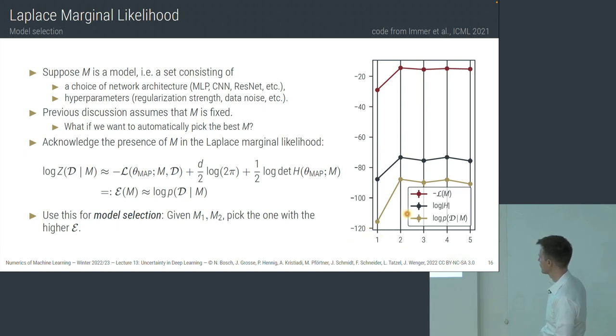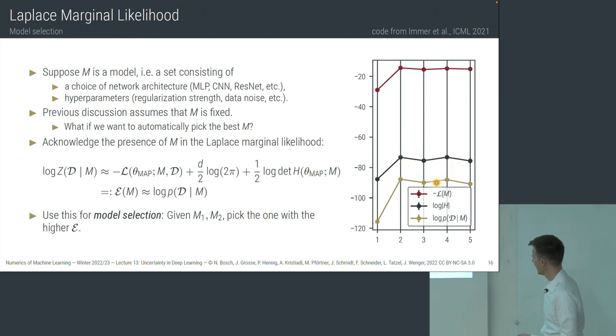So this plot shows, as a function of the number of layers that this neural network has, these three quantities. The red curve is this quadratic fit. The black curve is what's sometimes called the Occam factor, you might remember from your probabilistic machine learning class, this sort of penalty term for complexity of the model. And this is the sum of those two. And clearly, you can see that around 2, 3, or 4 layers is probably good. And maybe actually 2 or 4 might be the best.